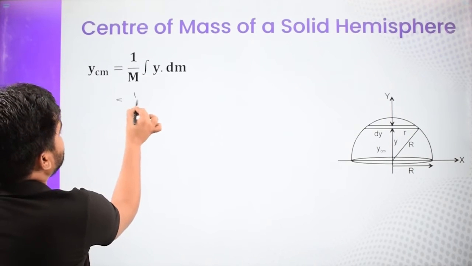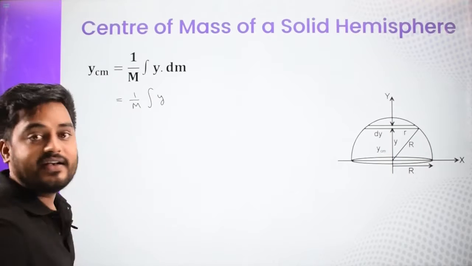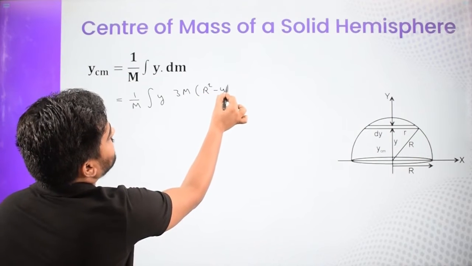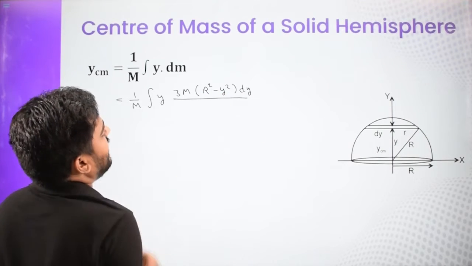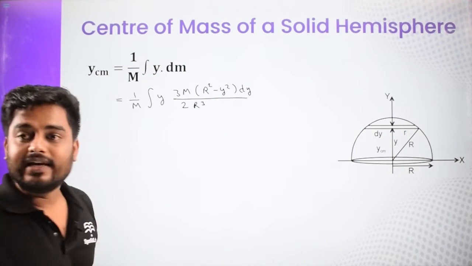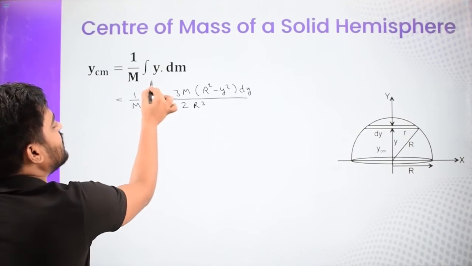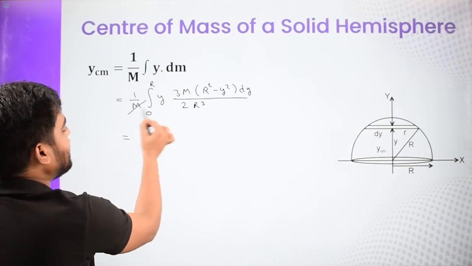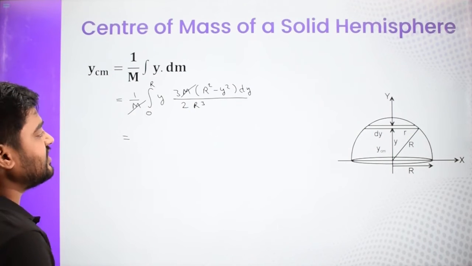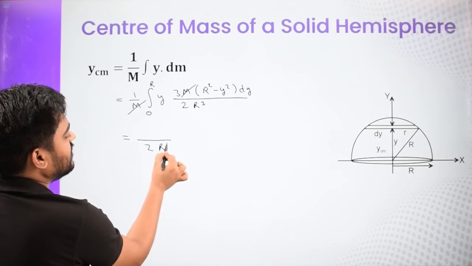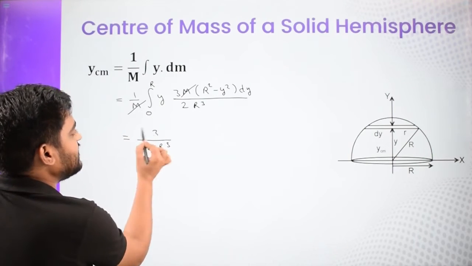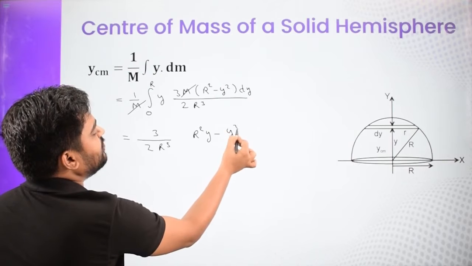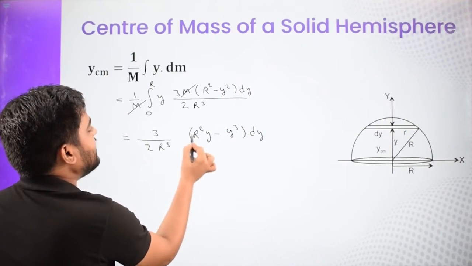So this is 1 by M integration y. dm was 3M times R square minus y square, dy, divided by 2R cube. Let us take the constant outside. The limits: y was varying from 0 to R. Now take things outside. So M is cancelled. This is a constant, it will come out of the integration. This 2R cube is also a constant. This 3 is also a constant. And this y is going to be multiplied. So R square y minus y cube, dy. This is what we need to integrate.